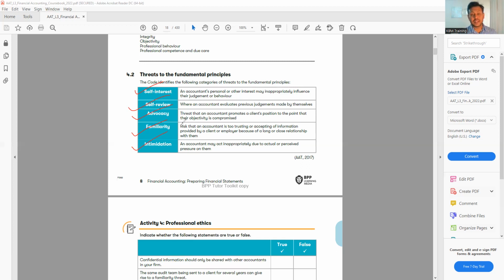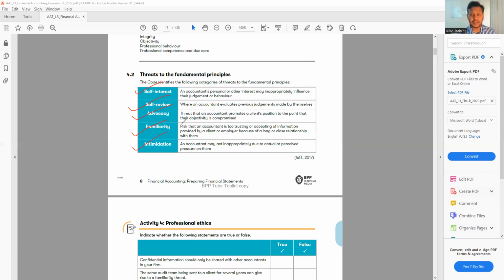Intimidation threat. Intimidation threat is raised when you feel pressure on you because of something. For example, your manager says you have to do this, otherwise next year you're not going to get the bonus. For example, you have to claim all the VAT that you spent on the party, even though you know you are only allowed to claim the VAT on the party for the staff, not for the customer. But maybe your manager puts pressure on you and says you have to do it, otherwise you will not get your next year's performance rating or bonus, or maybe you'll lose the job. So for any reason, if you feel pressure on you, it comes under the intimidation threat.